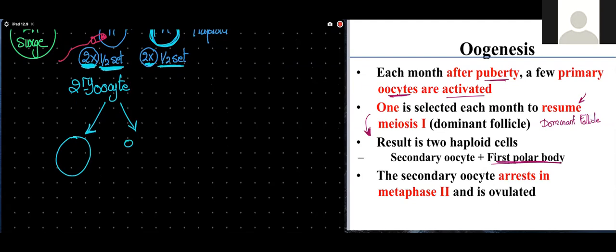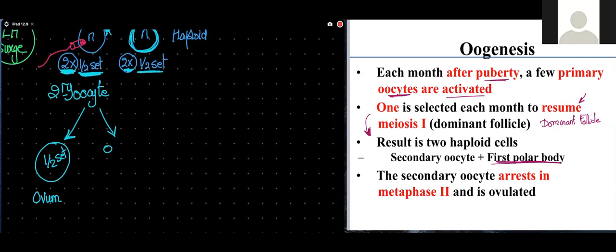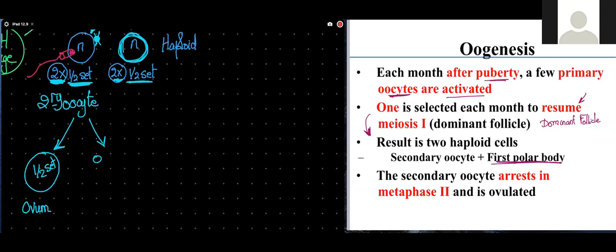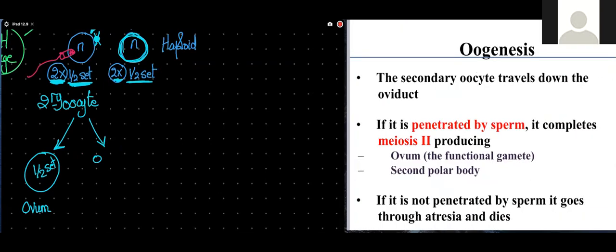So this secondary oocyte will become an ovum. This is a mature egg. It has only half the number of chromosomes, just 1 copy of half the number of chromosomes. And in order for me to get rid of the other copies that I don't want, I will be forming another polar body. We call this the second polar body.